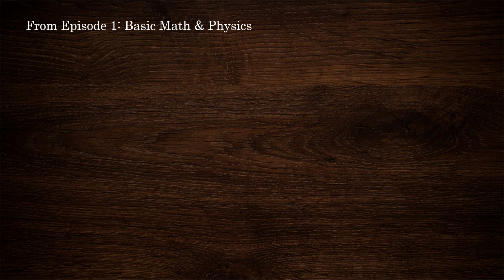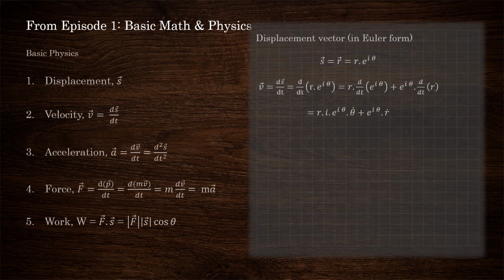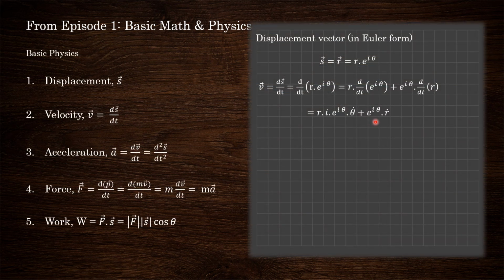So from the previous episode, we looked at how the displacement vector was represented in the Euler form, and we do a time differentiation of the displacement vector, and we get two terms essentially. One we call the angular velocity, and the other one we call the linear velocity. Linear velocity tells us how the magnitude of that vector changes over time, and angular velocity tells us how the orientation of that vector changes over time. That's why, when we time differentiate the displacement vector, we get the two terms.